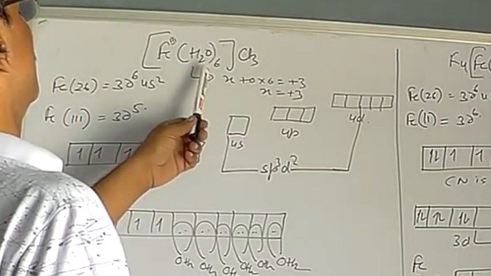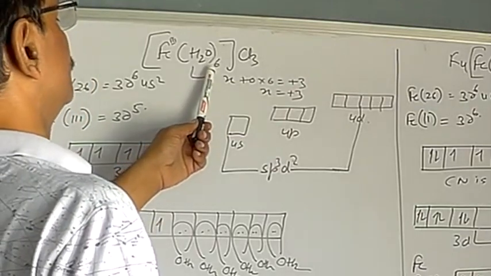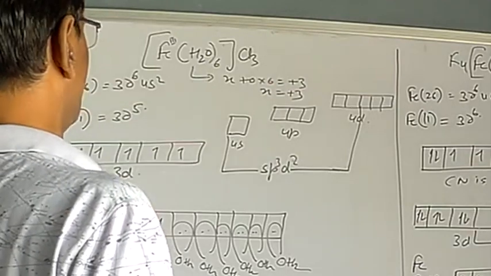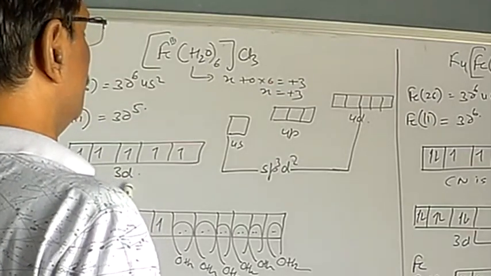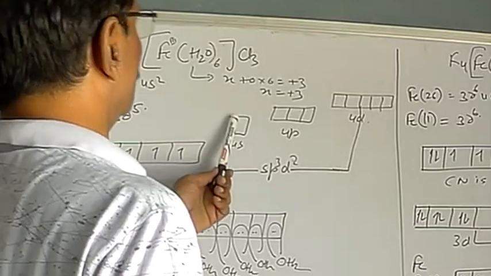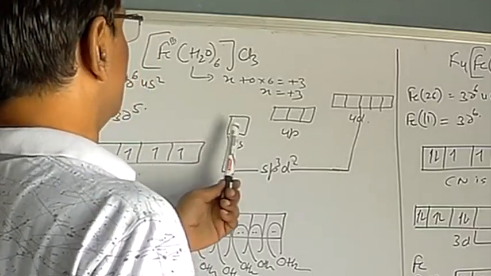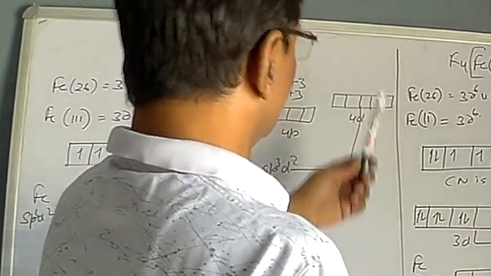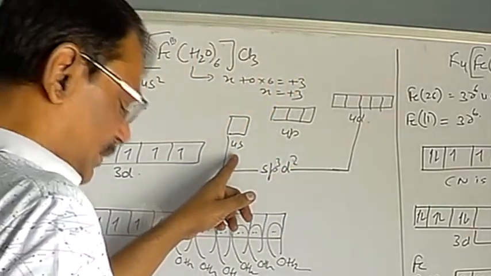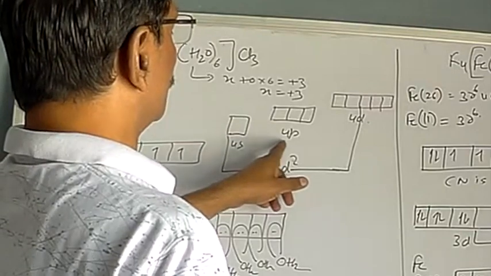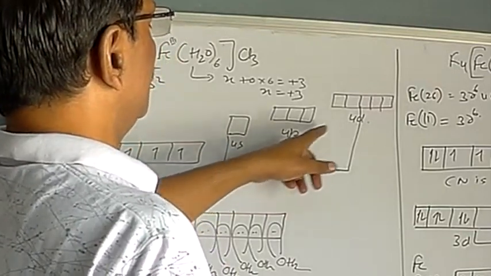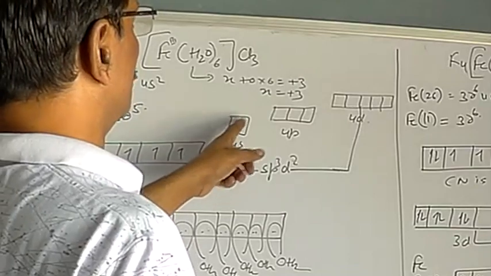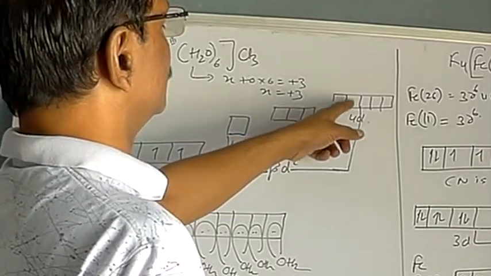So how many empty orbitals are to be made by iron? 6, because it is going to accept 6 lone pairs. So class, 3d half filled cannot be filled, so it will move forward. See, after 3d we get 4s, after 4s we get 4p, after 4p we get 4d. In 4s it is getting 1 orbital, in 4p it is getting 3 orbitals, and in 4d it is getting 2 orbitals. So that will complete 6. 1, 2, 3, 4, 5, 6.